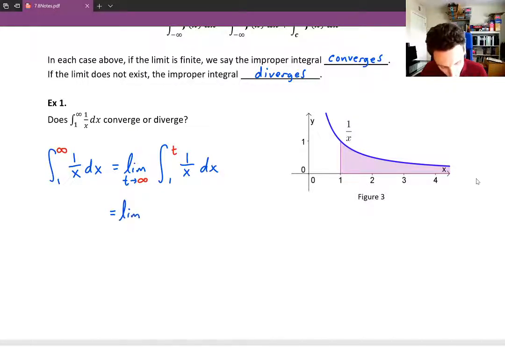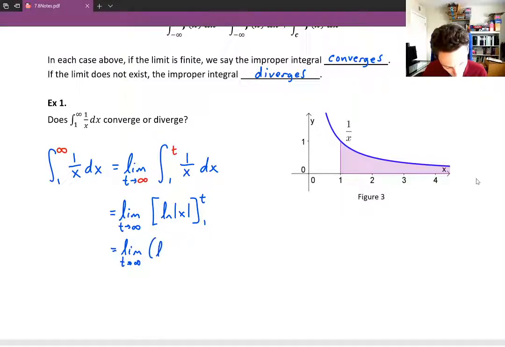So we still have this limit as t approaches infinity as an unprocessed action, but now we're going to integrate 1 over x, which gives you ln absolute value of x, from 1 to t. We'll finish this part off. We're going to plug in t, put a minus, plug in 1. So at this point we've got the limit as t approaches infinity of ln absolute value of t minus ln absolute value of 1. ln absolute value of 1 will become 0.